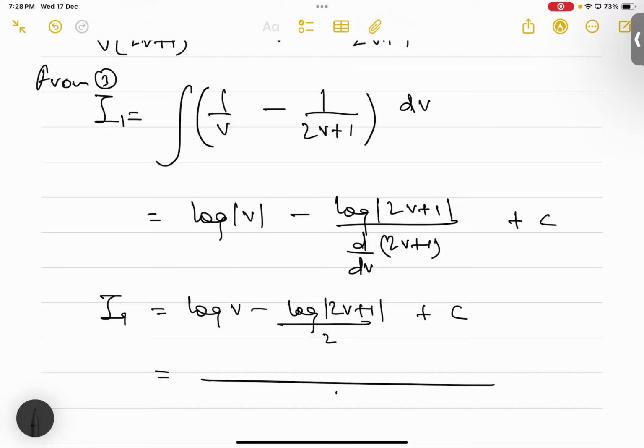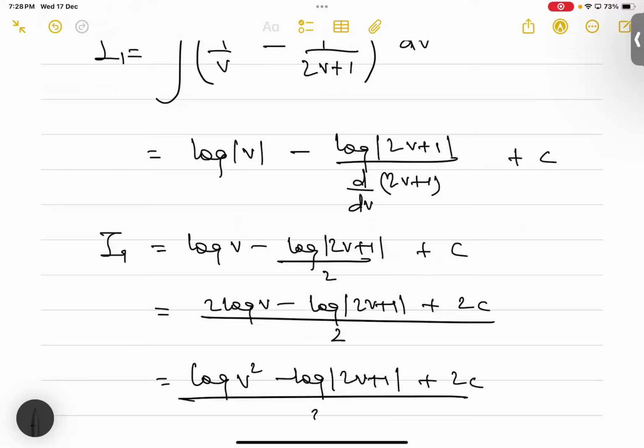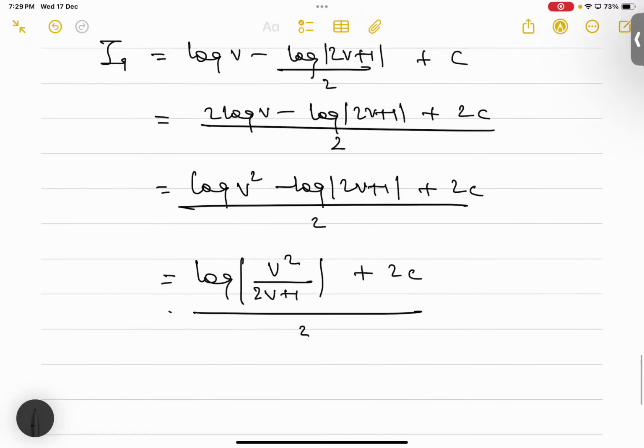Take LCM. 2 log V, 2V plus 1 plus 2C. What should I write this as? Log? Very good. Log V square. Log A minus log B is log A upon B. Clear?